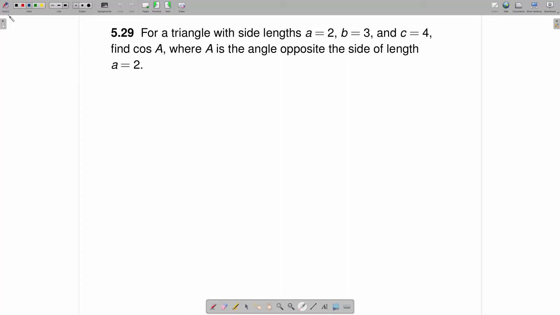For a triangle with side lengths a equals 2, b equals 3, and c equals 4, find the cosine of A, where A is the angle opposite the side of length a equals 2. Let's do a quick sketch here of what this might look like. Let's make this the long side right there. That is the c equals 4 side of the triangle. And then the shortest leg here is going to be a equals 2.